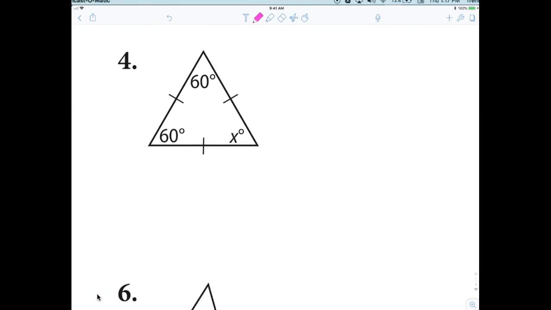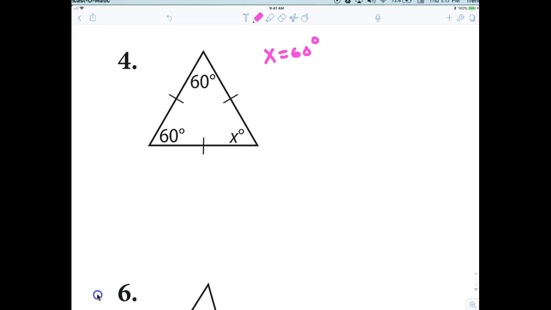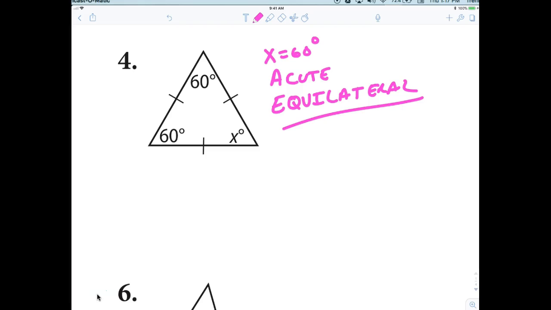All right, number 4. Obviously, x is what here? 60. Obviously, x is 60. Now I want you to take a look first at the angles. All the angles are less than 90, so they are acute. And in this case, equilateral. Yes, equilateral. All sides are the same, so it's considered equilateral. So I want everybody to write down the fact that this is acute and equilateral. All right, no big deal.